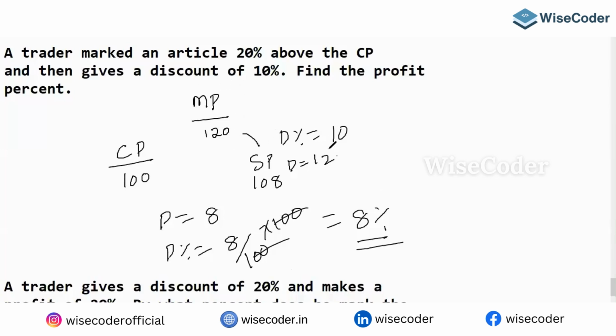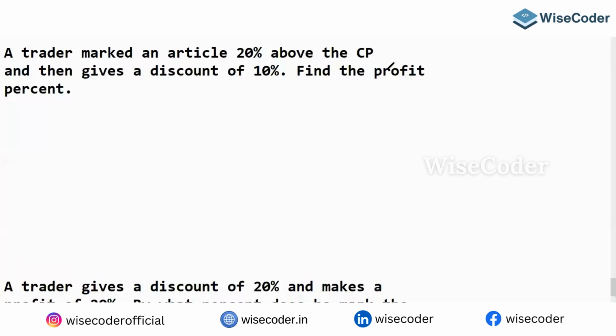So here two things you need to understand. Discount is 10%. 10% means what? 12. It's not 10. So discount is 12 rupees. So 100 rupees, 120, 108. So 120 minus 12, that will give you 108. Okay, so that's how you can end your answer. Okay, let's go to the next question.